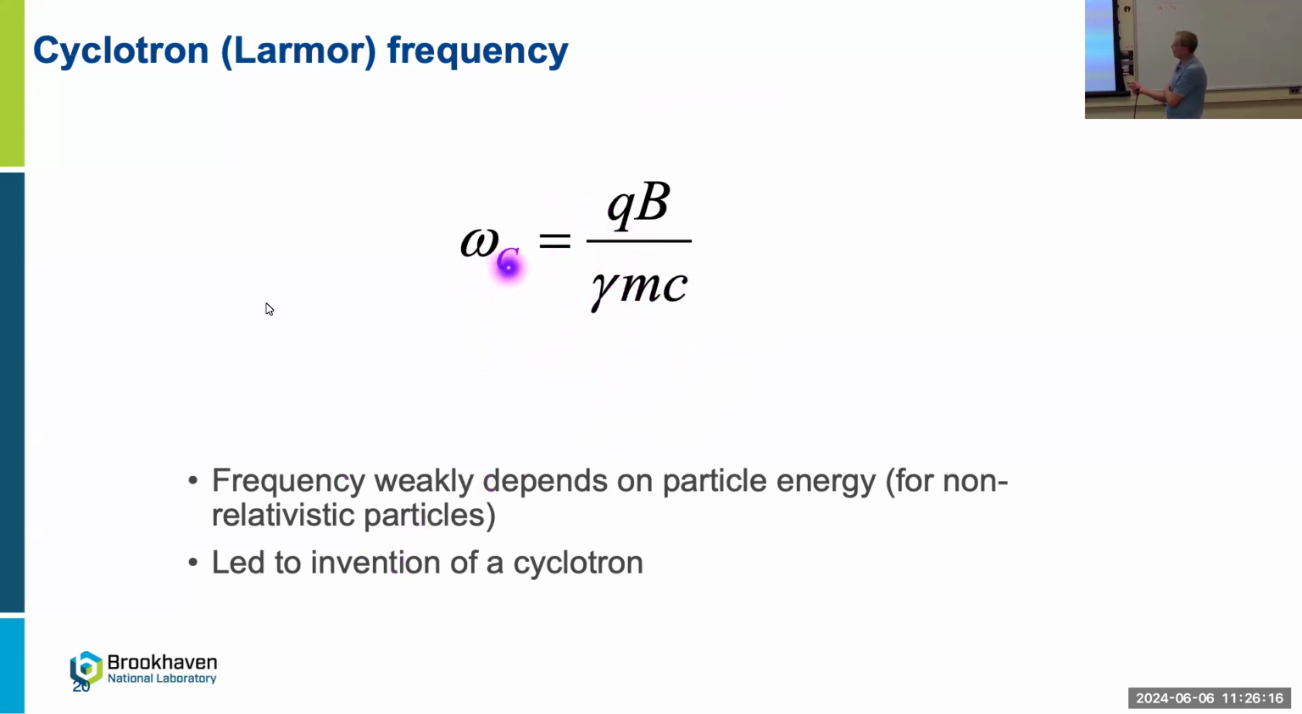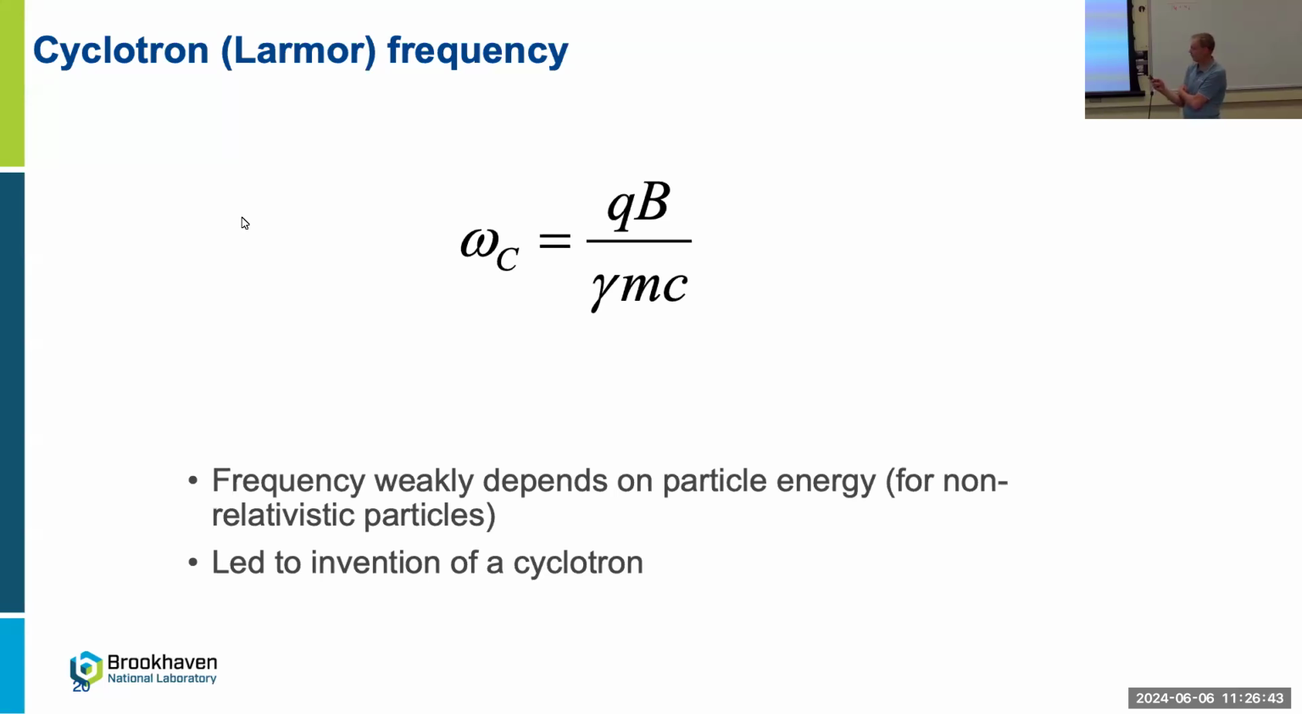You can see that this cyclotron frequency, also called Larmor frequency in the uniform field, weakly depends on particle energy. Therefore, it doesn't depend on radius as well. So a particle oscillates at any radius with the same frequency.